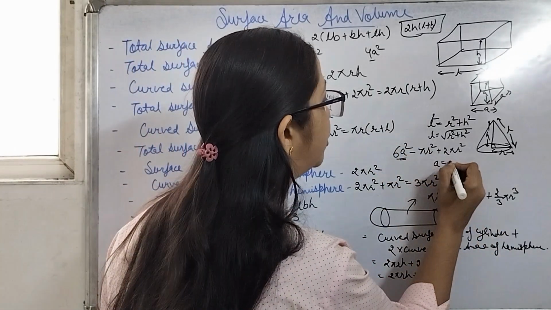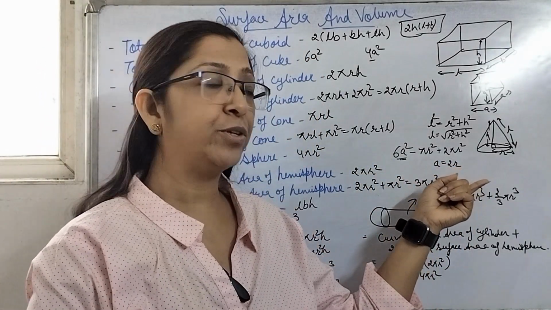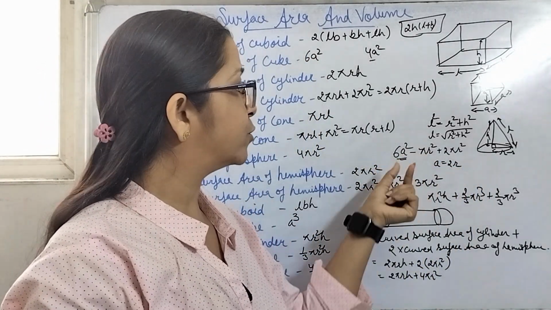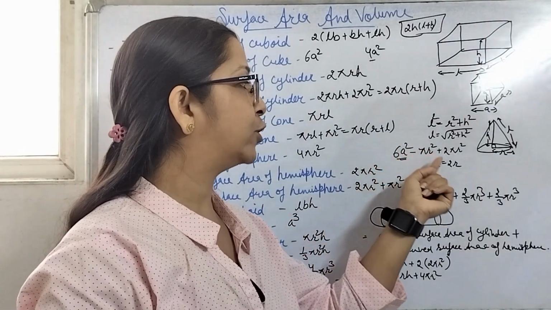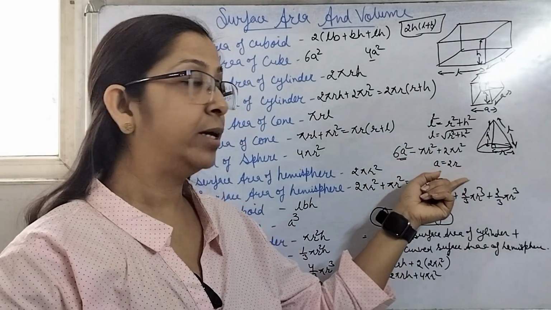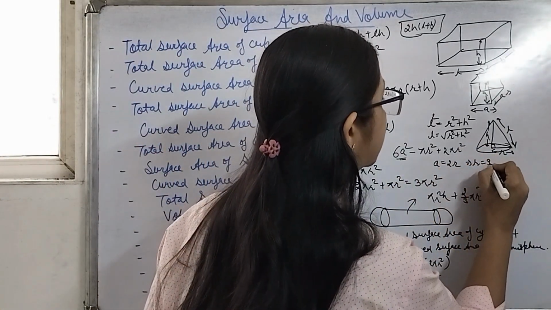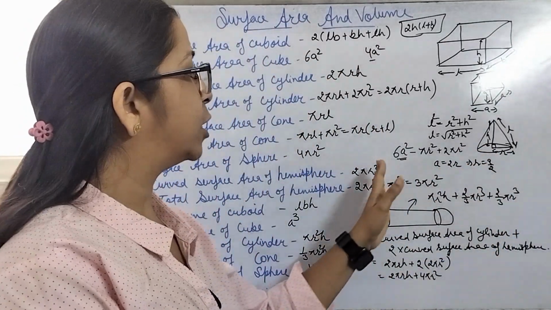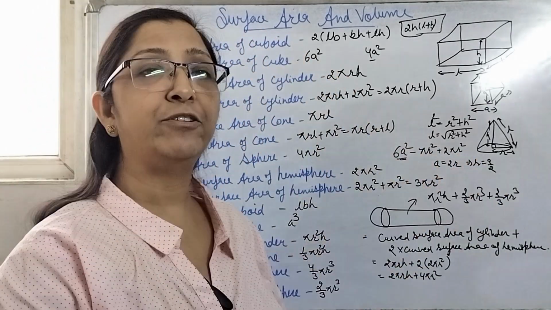It is equivalent to 2 times the radius. From here we can find the radius of the hemisphere also, because whatever the side of the cube was, it is equivalent to the diameter of your hemisphere. So the radius of the hemisphere will be half of the side of the cube. This is how we can find the curved surface area or the total surface area of the given figure.